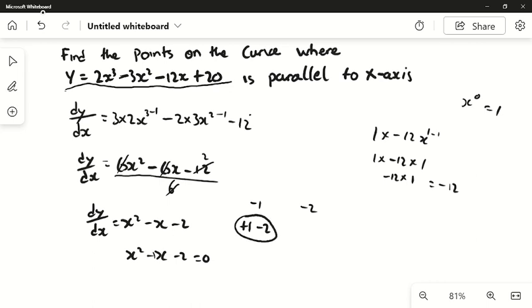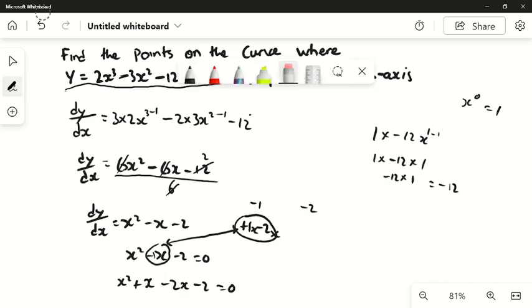So I'm going to substitute these into the x term. Are you getting it? So I will say x squared, then add x, because 1x is x, then we now have minus 2x minus 2 is equal to 0. So let's erase this part.